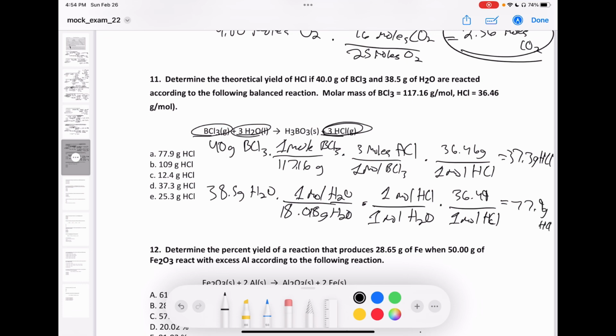And if given both of these, 40 grams of BCl3 and 38.5 grams of H2O, the amount that you can make with the BCl3 is 37.3. No matter how much water you have, you can only make this amount. So then the answer is going to be D. That's the theoretical yield.